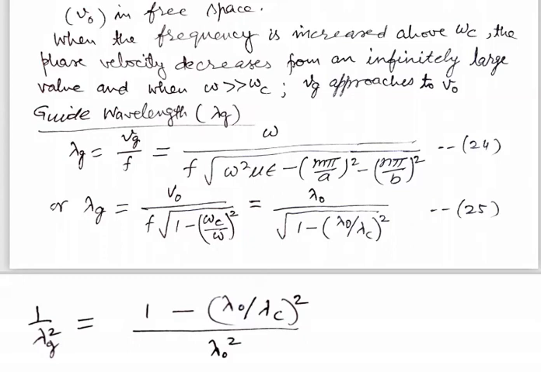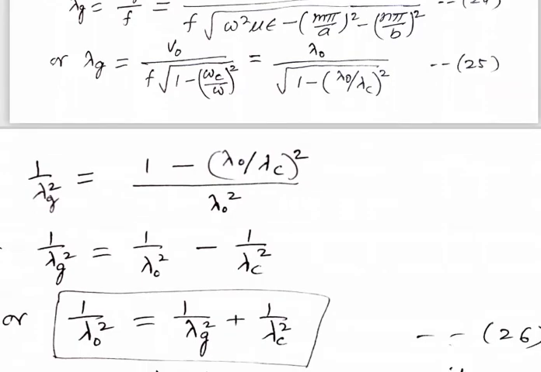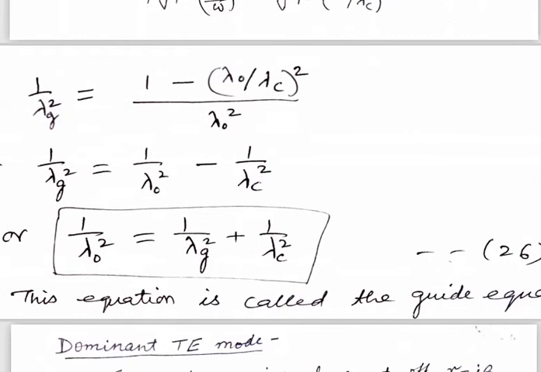The further simplification of equation number 25 will give us the guide equation, which is shown in equation number 26 and is given by 1 upon lambda 0 square equal to 1 upon lambda g square plus 1 upon lambda c square. So this is called the guide equation.